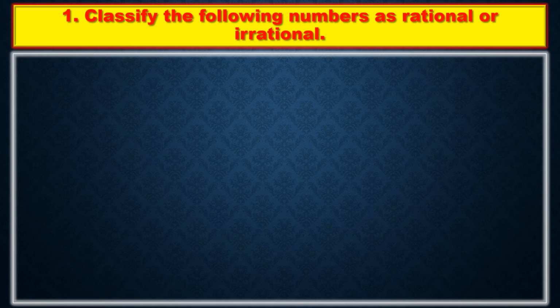So here is your first question. Classify the following numbers as rational or irrational. To know whether a number is rational or irrational, we should know the clear explanation of this, what is a rational or irrational number. For the clear explanation, please follow the link given in the description. I will provide this also.